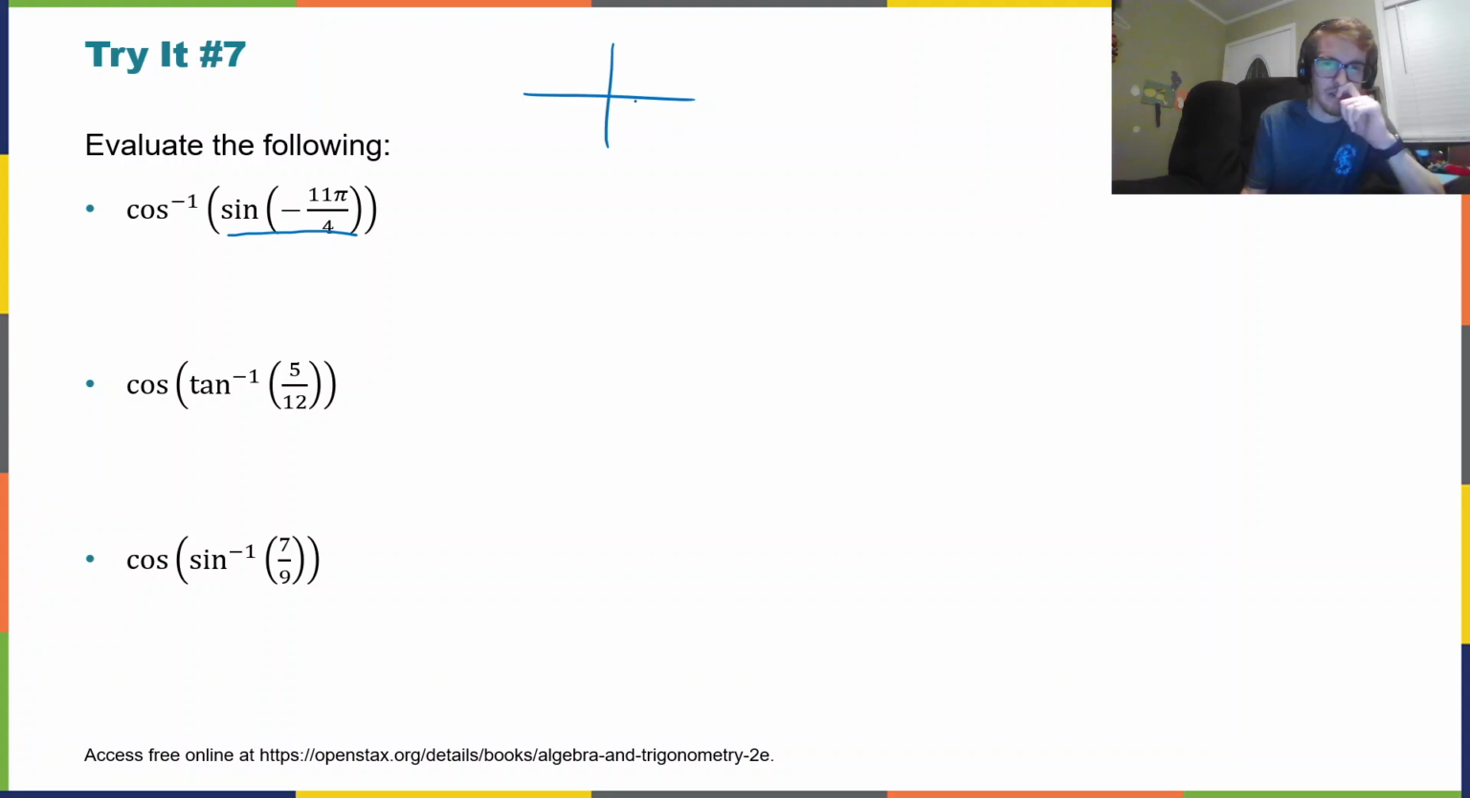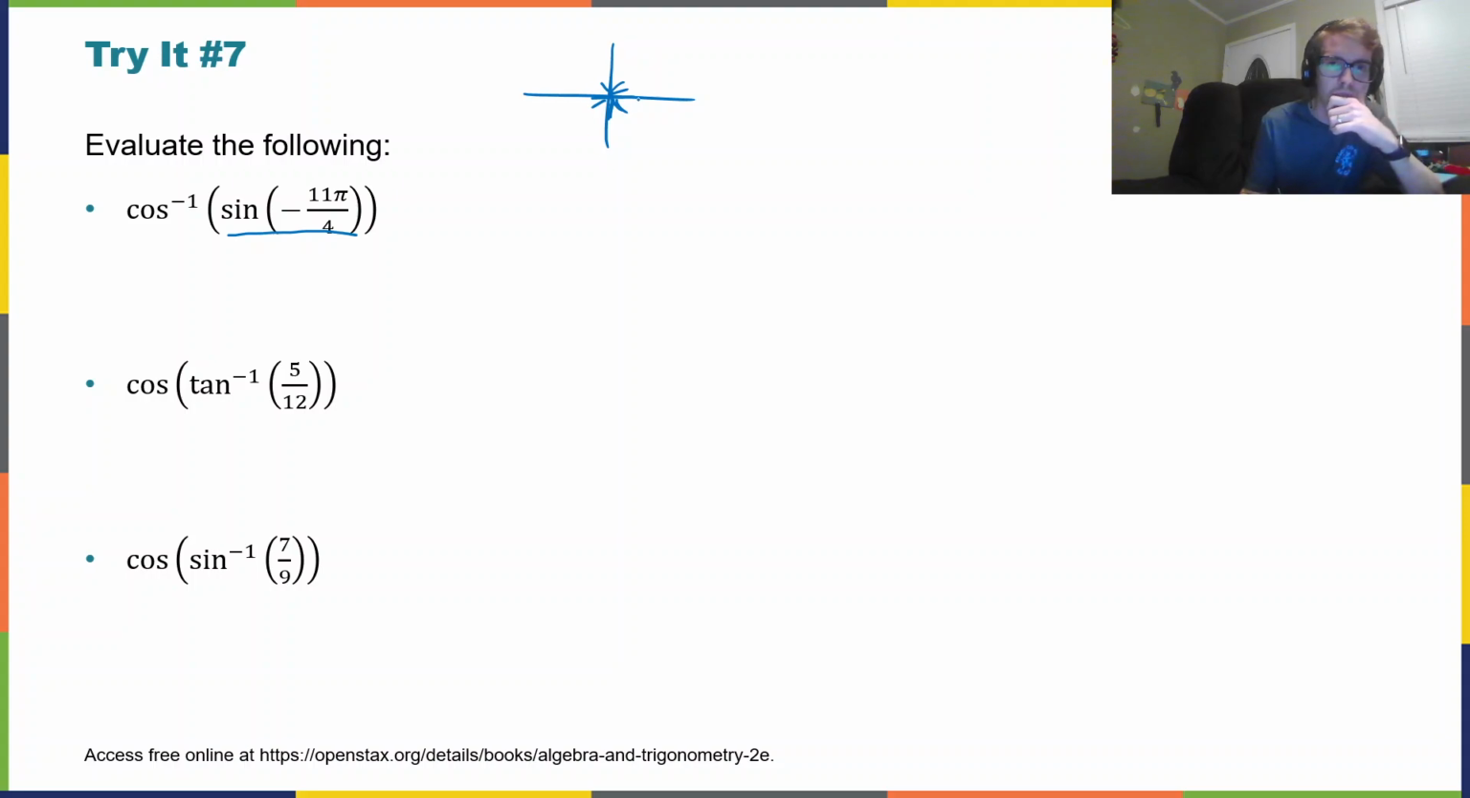So let's see, pi over 4, it's 45 degrees, so 90, that's 2 pi over 4, 3 pi over 4, 4 pi over 4, 5 pi over 4, 6 pi over 4, 7 pi over 4, 8 pi over 4, 9 pi over 4, 10 pi over 4, 11 pi over 4. So I believe this ends up on the negative y-axis. Now, unless I miscounted in there somewhere, honestly.